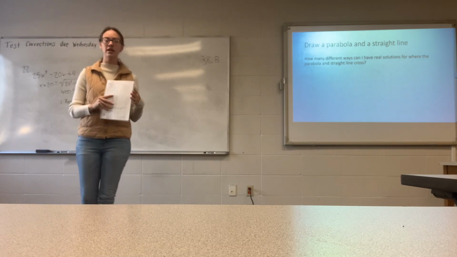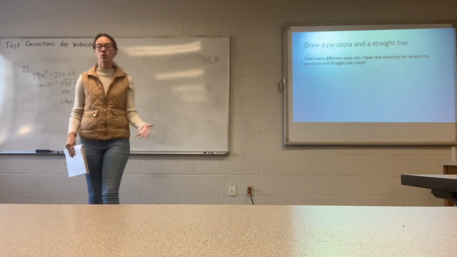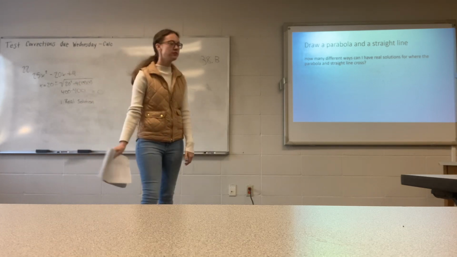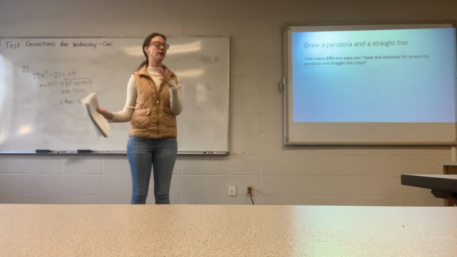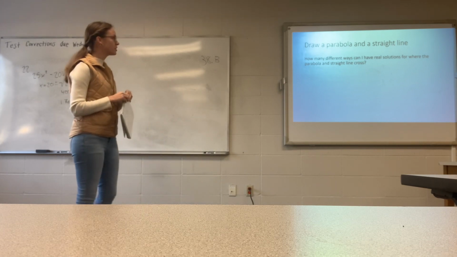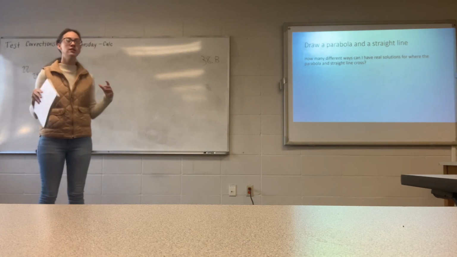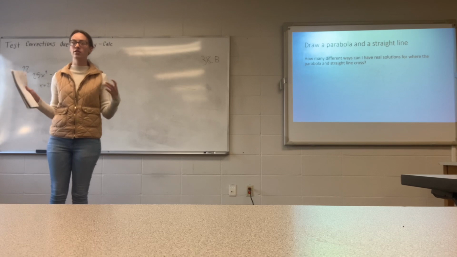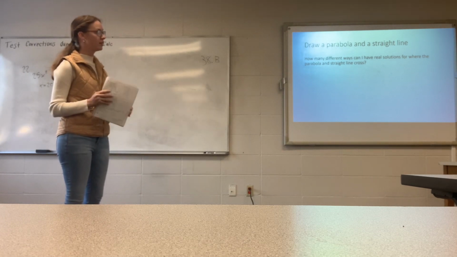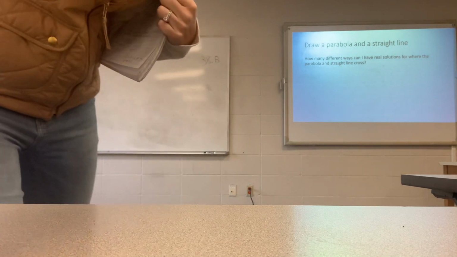Okay, so today's section, we've learned all about how to find all the x-intercepts. We've learned about how to find our vertex, different stuff like that. Well, today it's kind of just combining linear and quadratics and talking about both of them at the same time. So the first question, it says, how many different ways can I have real solutions? Okay, so solutions are going to be where the parabola and straight line cross. So how many different ways could I figure that out?